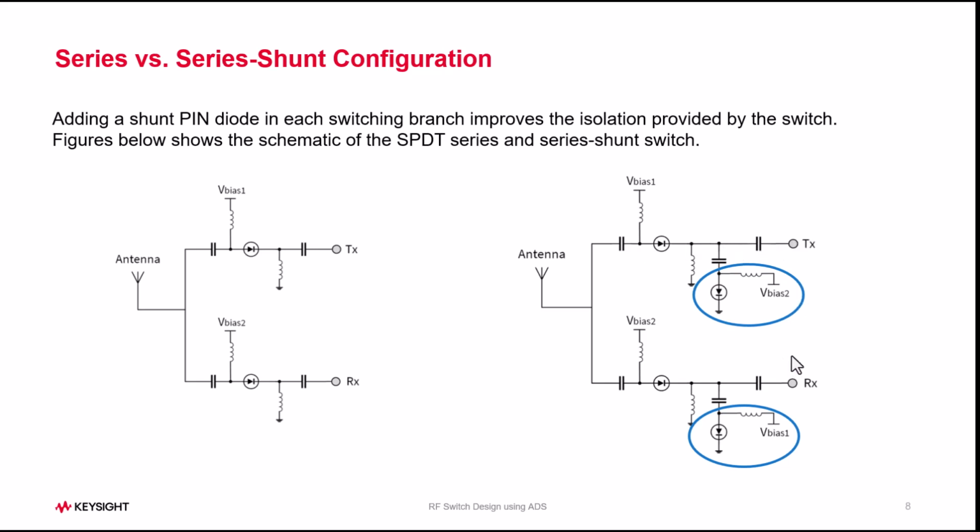But let's look at what happens in the receiver. First, V bias is negative, so this diode is in reverse bias and offers a certain level of attenuation. So you will have leakage energy at the output of this diode. Now the shunt diode in that branch is connected to V bias 1, which is positive. That means this diode will be forward biased. So whatever leakage energy there is will go to ground as much as possible, thus increasing the isolation between RX and TX as well as RX and antenna terminals.